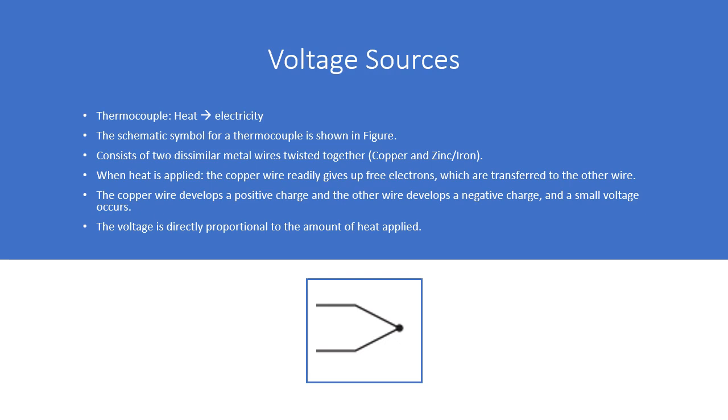Thus, the copper wire develops a positive charge and the other wire develops a negative charge, and a small voltage occurs. The voltage is directly proportional to the amount of heat applied. One application of the thermocouple is as a thermometer, also called a pyrometer. These devices are often used in high-temperature kilns and foundries.